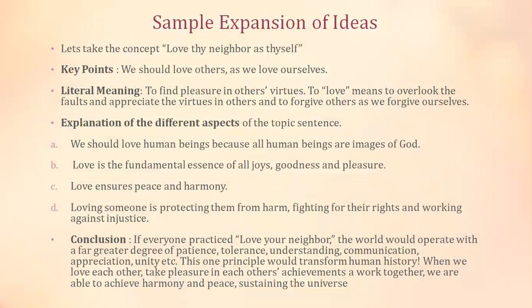Okay, the explanation of the different aspects could be: we should love human beings because all human beings are images of God. You can also write this as love is the fundamental essence of all joys, goodnesses, and pleasure. You will not see that when you love someone, you give pain to that person. No, it is not going to happen. So once you learn to love others, then all the other things will follow. Then love ensures peace and harmony. Loving someone is protecting them from harm, fighting for their rights, and working against injustice. So, no matter what kind of person it is, you have to love them because they are human beings too.